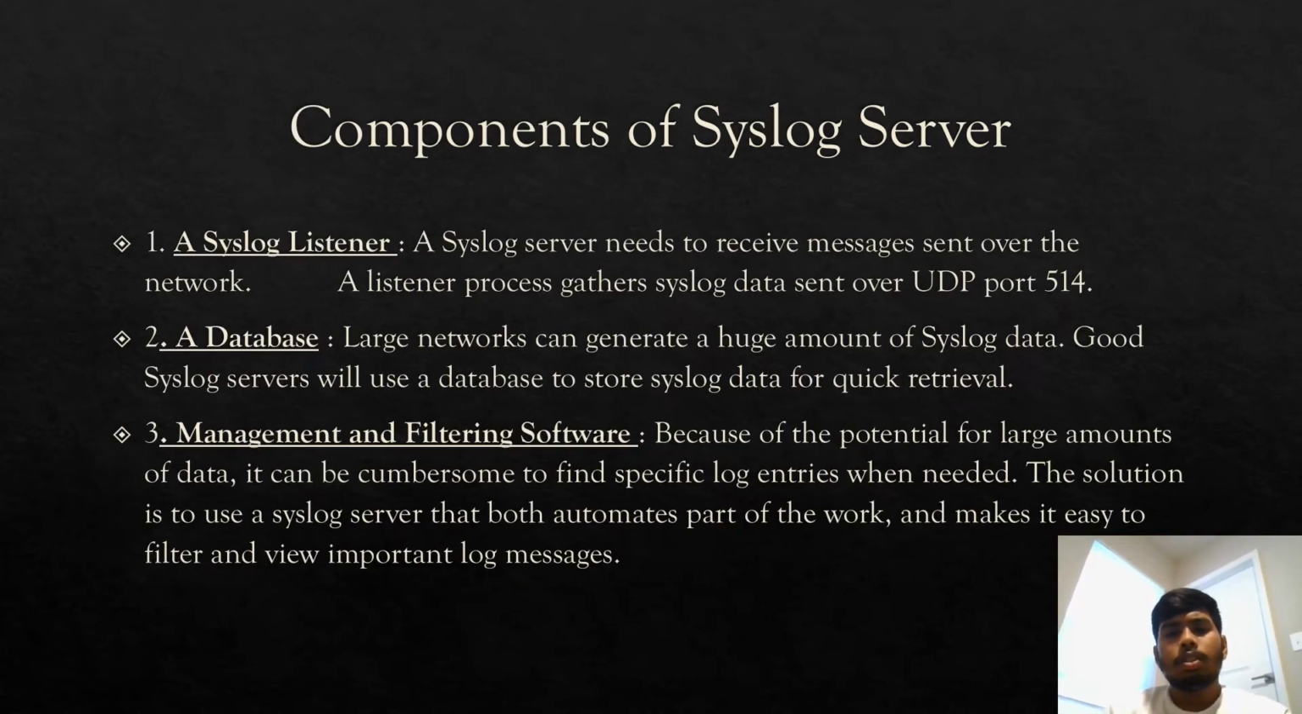As for the components of the syslog server, there are three main components. First, a syslog listener. A syslog server needs to receive messages sent over the network. A listener process gathers syslog data sent over UDP port 514. The second part is the database. Since a large network can gather a huge amount of syslog data, a good syslog server will use a database to store syslog data for quick retrieval.